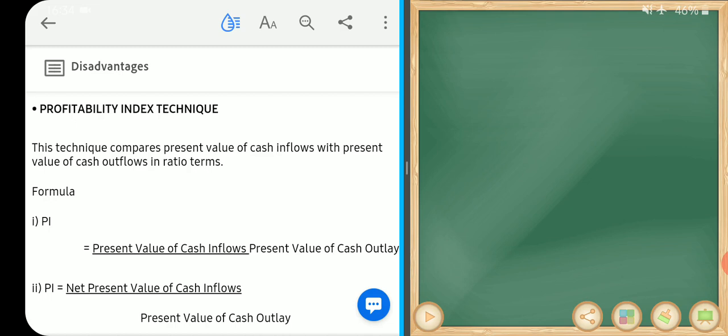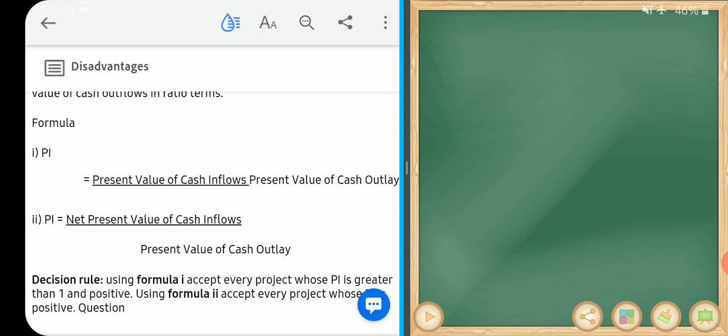So having done that, we'll look at the last factor under discounted cash flow method, which is the profitability index technique. What this does is it just compares the present value of cash inflow with the present value of cash outflow. And the formula is simple. We have two formulas, but you use either the first one or the second one, whichever is presented to you. It depends on the question. The first one is present value of cash inflow over present value of cash outlay, while the second one is net present value of cash inflow over present value of cash outlay.